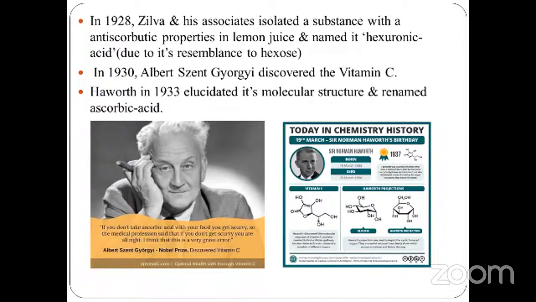So in 1928, Silva and his associate isolated a compound in lemon juice, and they gave that compound the name hexuronic acid. Ultimately in 1930, Albert Szent-Gyorgyi suggested the name vitamin C for that compound. And in 1933, Haworth elucidated its molecular structure and renamed that compound ascorbic acid, and ultimately for his work, he got the Nobel Prize. So this is all about its introduction. Now, let us discuss its biosynthesis.